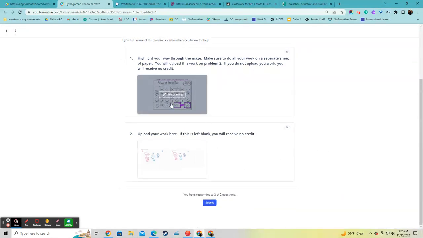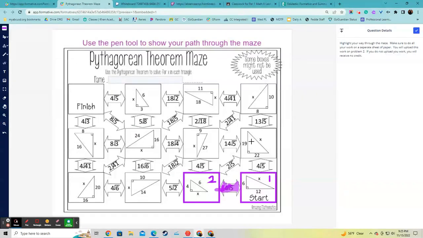Make sure that this is highlighted all the way through and that you're able to find your way through this maze. Eventually, you will get to the finish line, and make sure you upload your work on the other one.